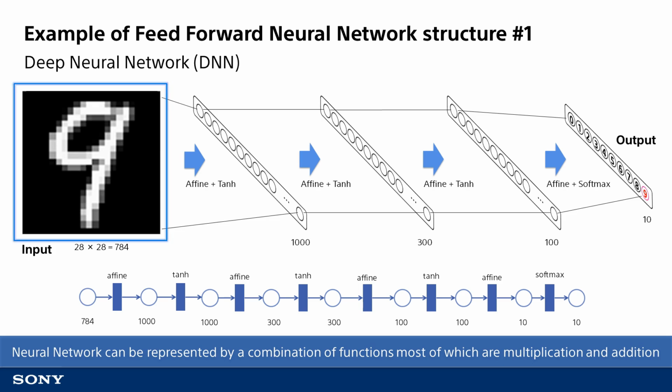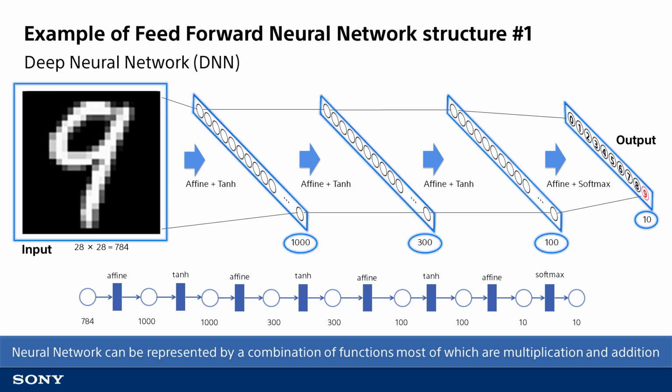The input is a monochrome 28 by 28 pixel handwritten digit. And the number of neurons is 1000 in the first layer, 300 in the next layer, and then 10 in the last layer. The reason why the number of neurons in the last layer is 10 is because we want to identify the handwritten digit of this input image from 0 to 9. So there are 10 output neurons corresponding to the digits 0 to 9.